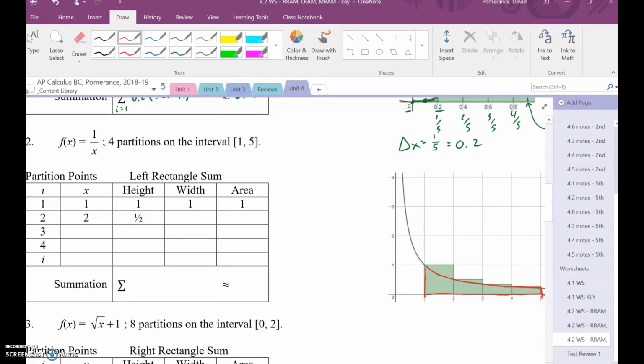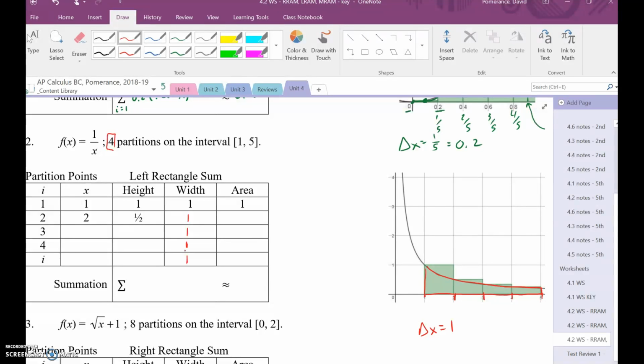But we don't have the tools yet to find that actual area, so we're going to approximate it using rectangles. And it tells us we're going to use 4 rectangles, so we take that interval from 1 to 5, and we divide it up into fourths. So it should be pretty clear that each one of those divisions is going to be 1 unit wide. So my delta x value equals 1. So that's why we have a width here of 1, and since we're going to keep that width constant for all of our problems, we're going to leave that as 1 all the way down.